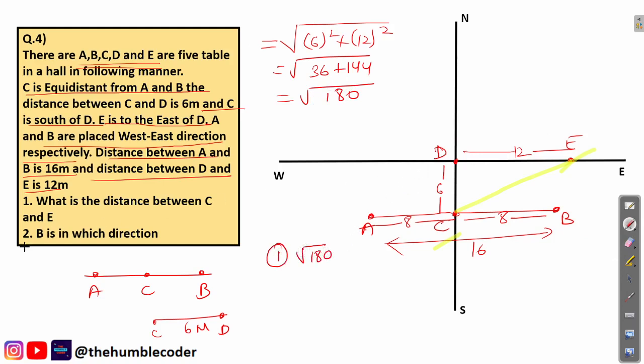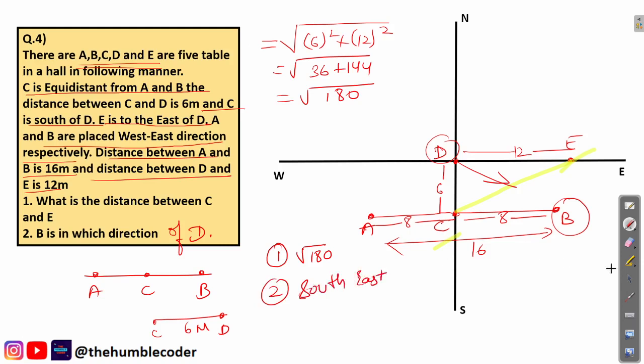Next, let us see the second question. B is in which direction? So you can see B is here, and B is in which direction. If it is asked in which direction, then it means from D it is in which direction. So B is in which direction of D. To be more clear, the question should be like this. So you can clearly see that B is in the southeast. So the answer for question 2 is southeast.